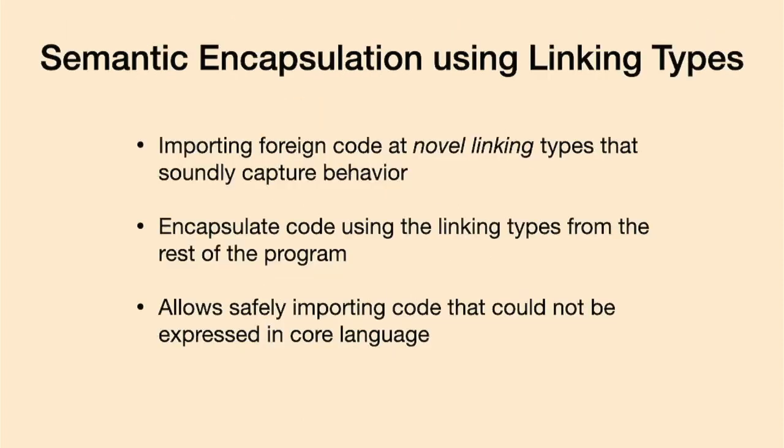So here's the idea. We should model foreign behavior. So when we import foreign code, we want to give types to that. And so I say novel linking types, not novel as in research novels. Novel as in not in your language already.